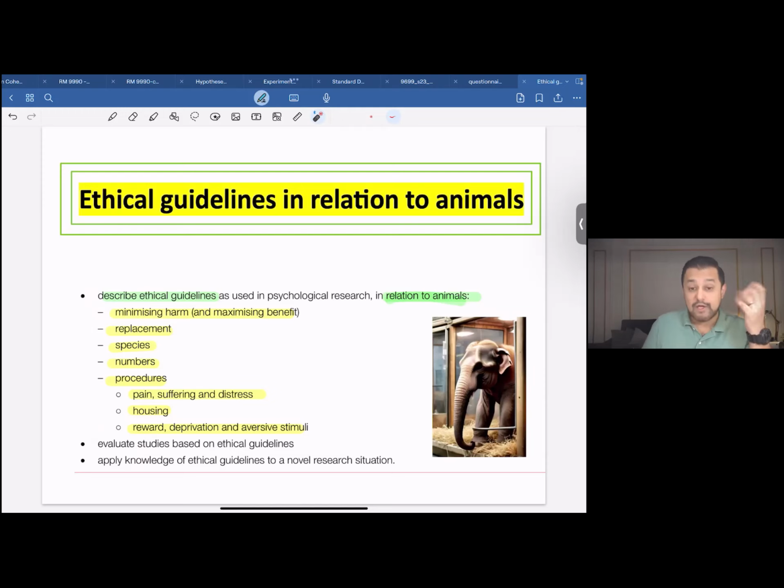Now, to begin with, if we have a look at the syllabus over here, this very clearly shows: describe ethical guidelines that are used in psychological research in relation to animals. To begin with, minimize harm. Number 2, replacement. Number 3, species. Number 4, numbers. Number 5, procedures that include pain, suffering, distress, housing conditions, reward deprivation, aversive stimuli. Towards the end, we are also advised to know how to evaluate studies based on ethical guidelines and to apply our knowledge of ethical guidelines to novel research situations.